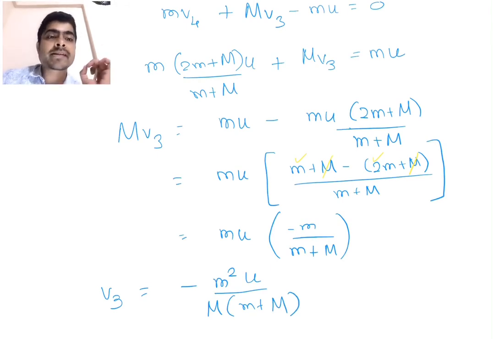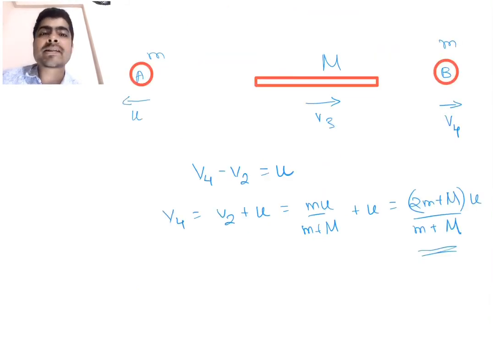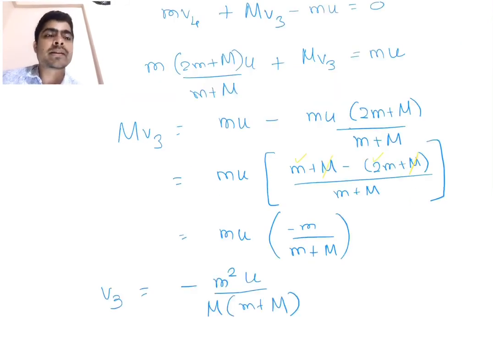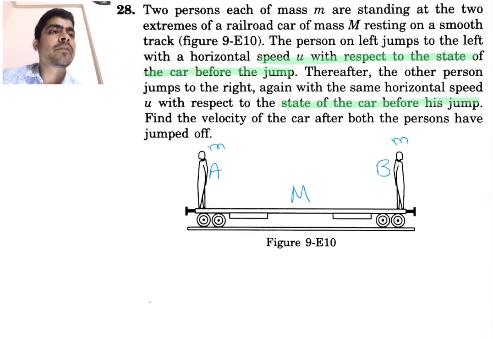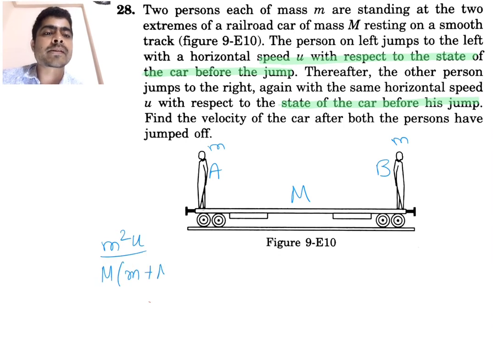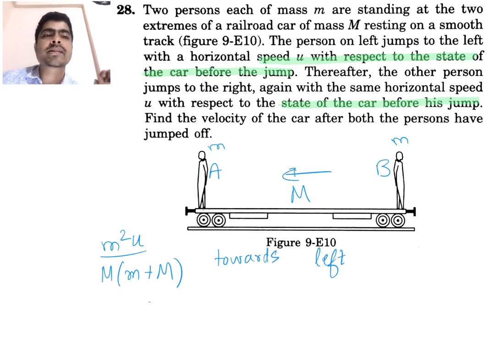Why is there a minus sign? Because the direction we have assumed is wrong. We assumed v3 is towards right, but this direction is wrong. That's why the velocity came out to be negative. Okay, so basically what should we say? That the final velocity for the car will be m square u upon capital M (m plus capital M) towards left. Okay, that is the car will finally go in this direction.